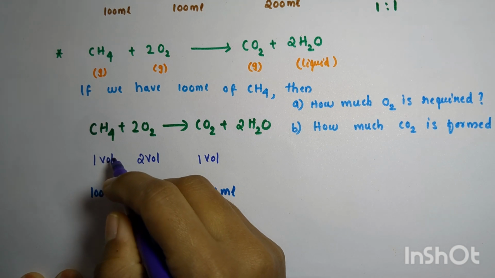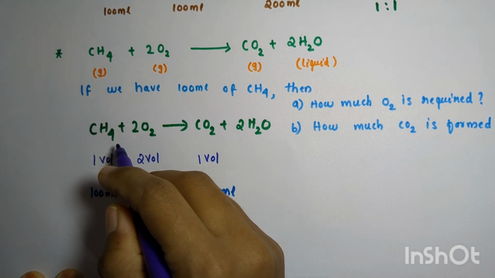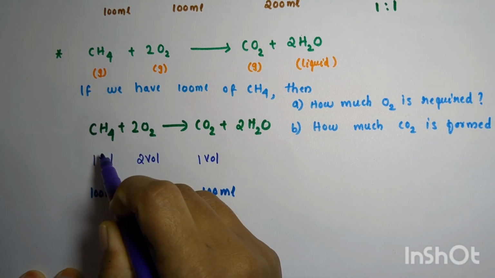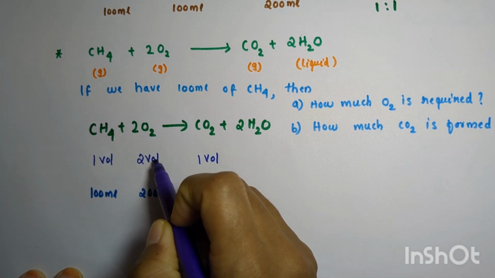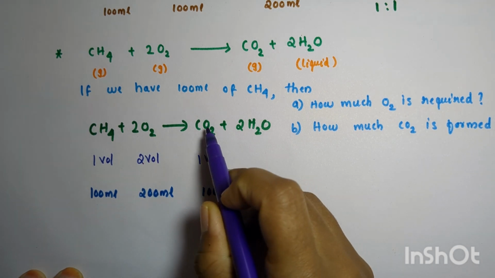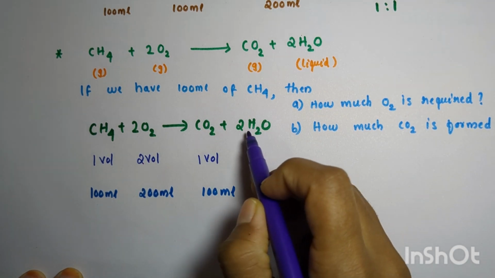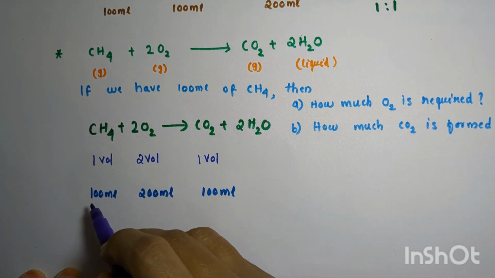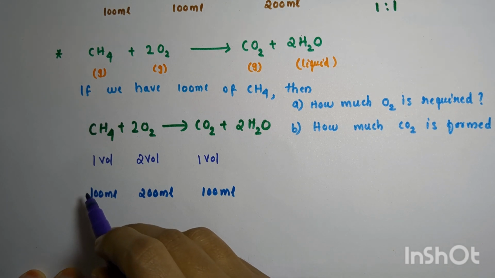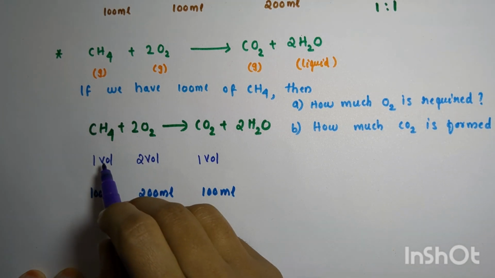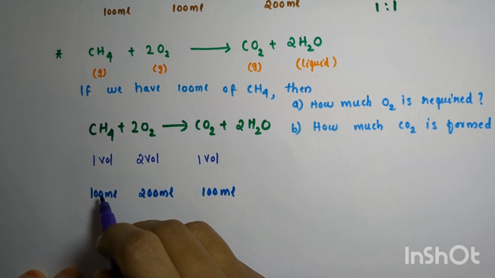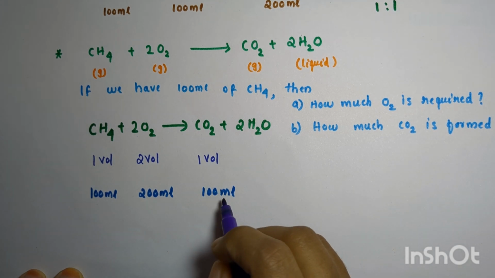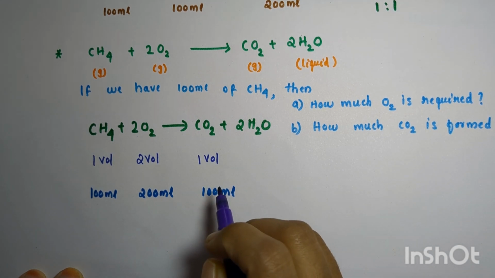So here you see we have 1 molecule of methane and 2 oxygen. So we can consider 1 volume of methane combines with 2 volumes of oxygen gas to give 1 volume of carbon dioxide gas. We cannot talk about this water because it is in liquid form. So if we have 100 milliliter of methane gas, then 1 volume reacts with 2 volumes. So 100 milliliter will react with 200 milliliter of oxygen gas to give 1 volume, that is 100 milliliter of carbon dioxide gas. That is, this is actually the volume.